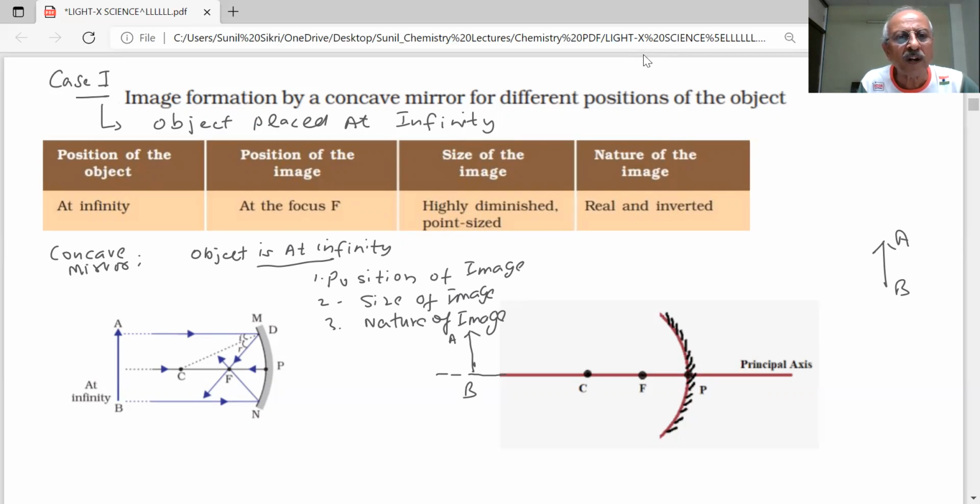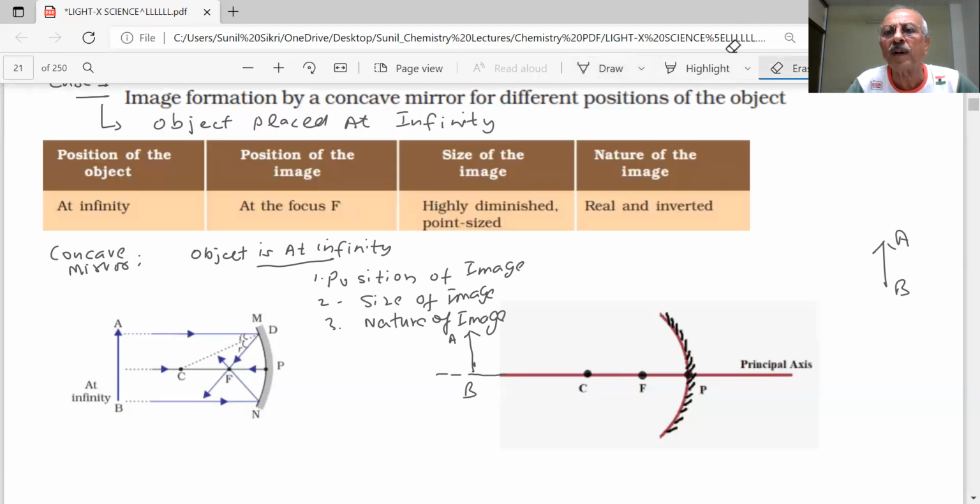Now what happens, student, when the object is at infinity? Then you already know that the rays of light are coming parallel to the principal axis. And the result of this will be what? Let me show it in a better way here, because this is at infinity. So let me put it like this. Supposing it looks like this now. This is my A, B, student.